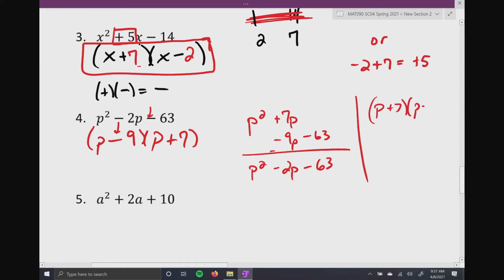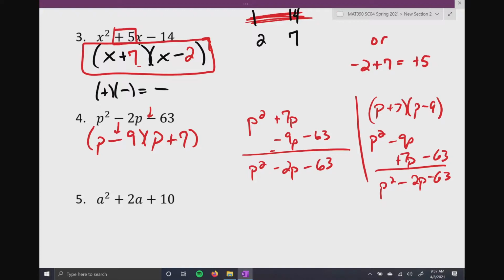Ramzia, this was your answer. Notice when I distribute, I get p squared minus 9p plus 7p minus 63. You still get the same exact answer. And that's because when you were multiplying binomials, the order in which they appear doesn't matter. That's called the commutative property. So order does not matter when you're multiplying. Does that make sense now? Are we good? All right.